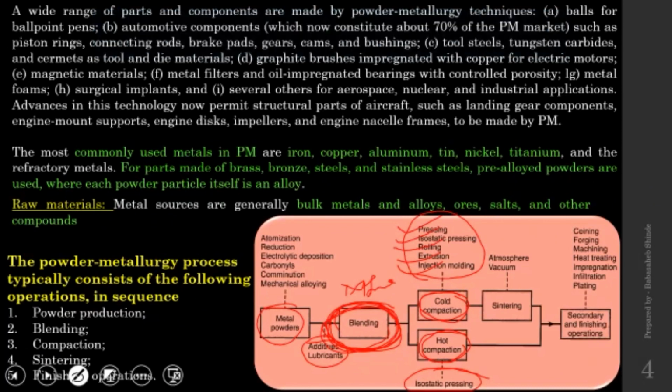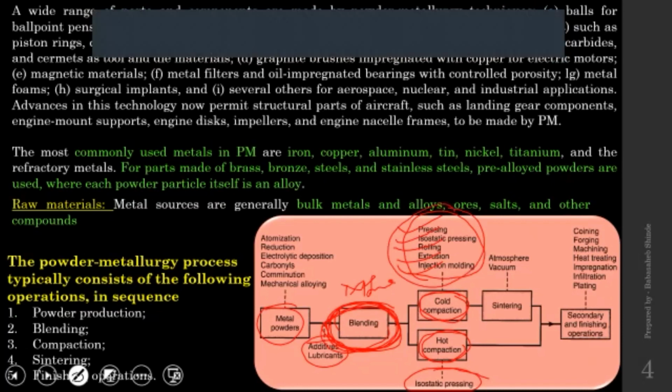So here we offered the shape of the product by using these compaction techniques, and the product that we get over here is called green part or green product. Why are we calling it green? Because it is still in its raw form. It doesn't have its final properties. Those properties it will get once it has undergone the sintering operation. That is the next operation after compaction.